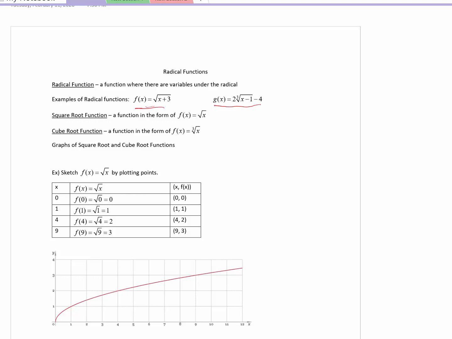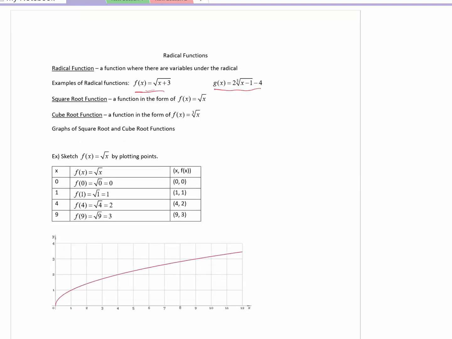The example on the left is an example of what is called a square root function, and that is a function of the form f of x is equal to the square root of x. The example to the right is what is called a cube root function. That's a function in the form of f of x is equal to the cube root of x. All right, so let's take a look at the graphs of the square root and cube root functions.